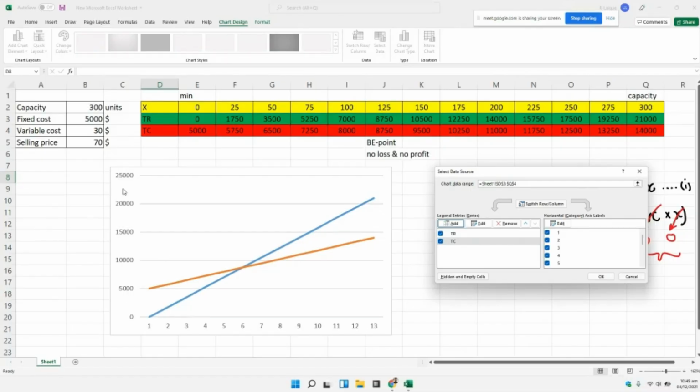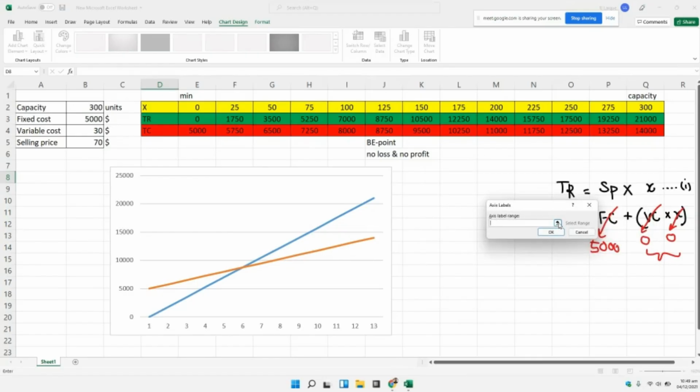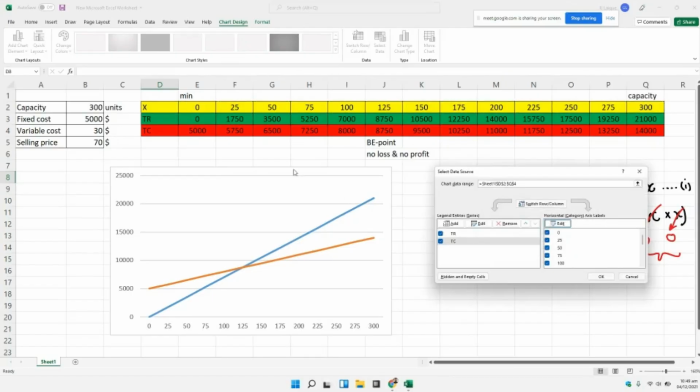Now this one is the y-axis, this one is the x-axis. This one represents the net income value, or the total revenue value in this case, and this one basically represents the units produced and sold. But as you can see, the units produced and sold range from 0 to 300, but here it's written from 1 to 13. So I'm going to change this right here. For that, I'm going to click this little box right here, click Edit, and then tell it to pick the values of the x-axis like this. And now it's okay. I'm going to press OK.